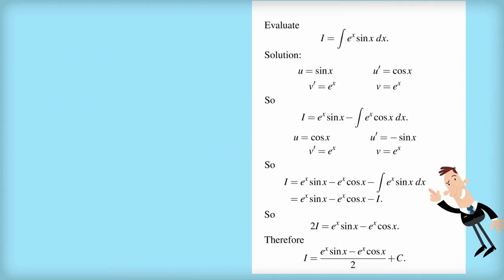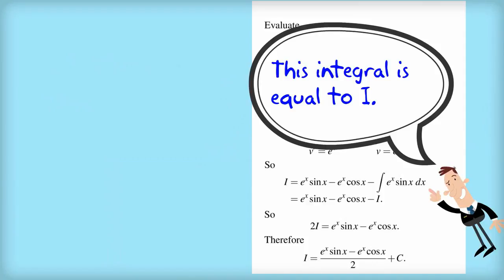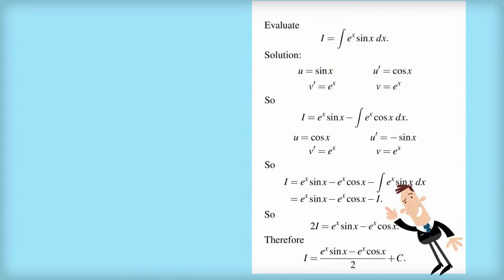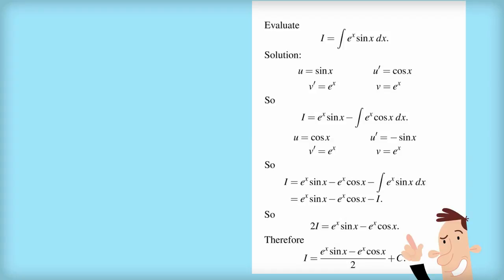And the flash of inspiration is to realize that this integral that we now have is in fact I itself. So we can replace the integral with negative I, and that enables us then to put all the I's to one side. So we get this expression for 2I, and if we know what 2I is, then obviously we can work out what I is. Add the constant c, and we get full marks.